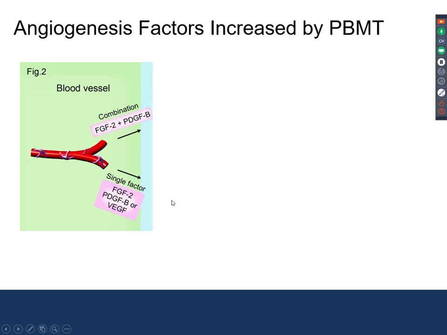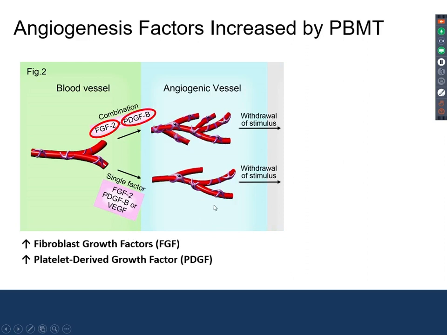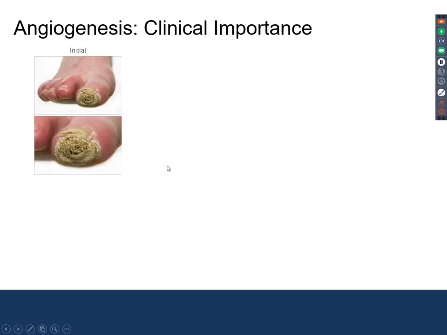So with respect to angiogenesis, what's interesting is there are increased fibroblast growth factors that occur with laser therapy, as well as platelet-derived growth factors. This type of stimulus will actually cause the ability of these vessels to grow. If you withdraw or decrease these factors, then of course you'll see regression of new blood formation. So it's well known that photobiomodulation can actually increase these factors.